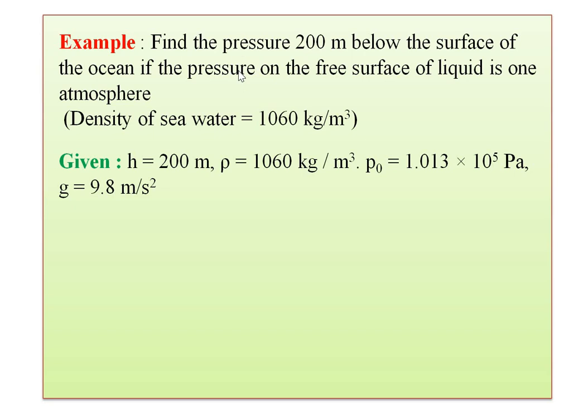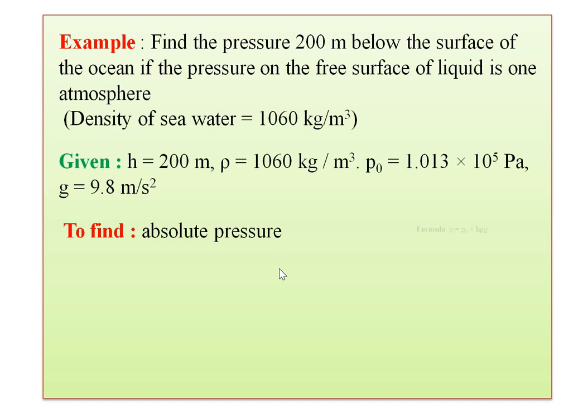So from this example, the given data is: height h is 200 meter, density rho is 1060 kilogram per meter cube, atmospheric pressure is 1.013 into 10 raised to 5 Pascal, and acceleration due to gravity has the value 9.8 meter per second square. So here in this example we find the absolute pressure.